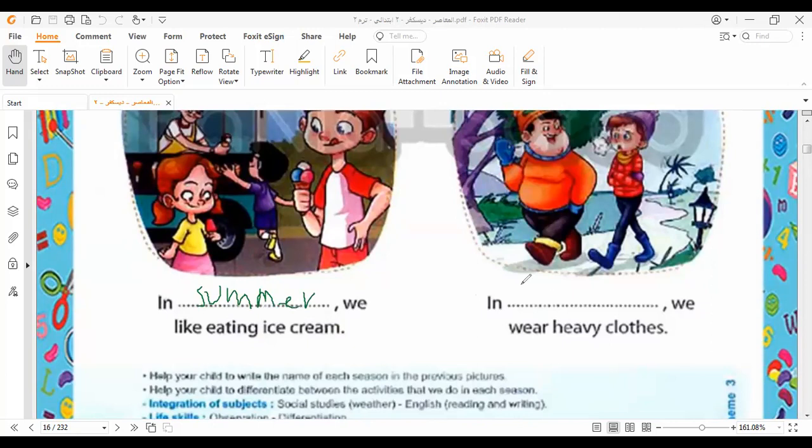In winter, we wear heavy clothes. In winter, all of us wear heavy clothes to be warm. Clear or not? Are we all wearing heavy clothes in winter or not? Yes, we wear heavy clothes in winter. Okay.